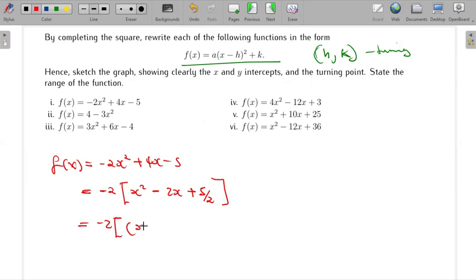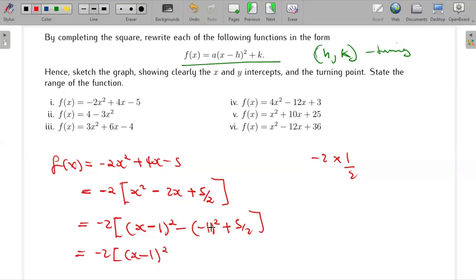Complete the square there, I get x minus half the coefficient of x, and in this case it's negative 2. So half of that you get negative 1, and then you square it, minus negative 1 squared, then plus 5 over 2, and then I close there. So this is going to give me negative 2 times x minus 1 squared. Negative 1 squared is just 1, so you're going to have minus 1 plus 5 over 2. So 5 over 2 minus 1 is just going to give you 3 over 2.